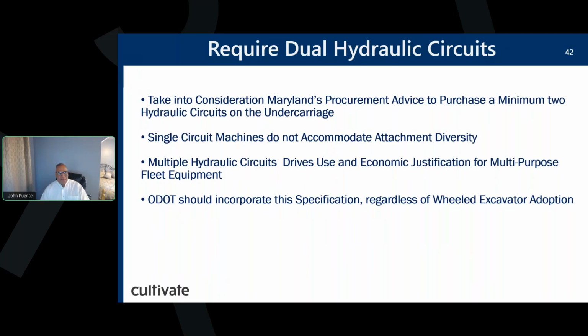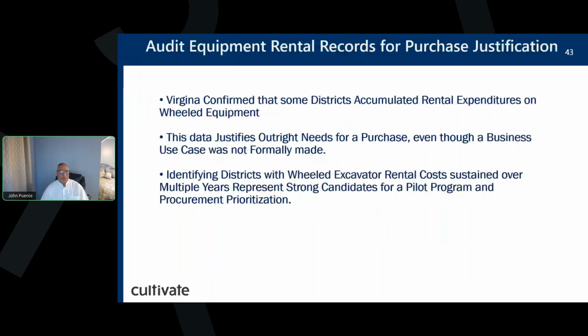They felt in Maryland that this provides the justification for multi-purpose fleet equipment, which is that wheeled excavator in a fleet that has a number of different types of equipment. And then lastly, that ODOT should incorporate this specification regardless of a wheeled excavator option. So when you're looking at even tracked excavators, make sure there's a minimum of 2 hydraulic circuits to be able to utilize more of those attachment opportunities.